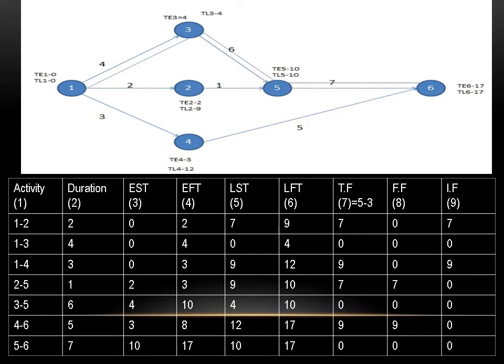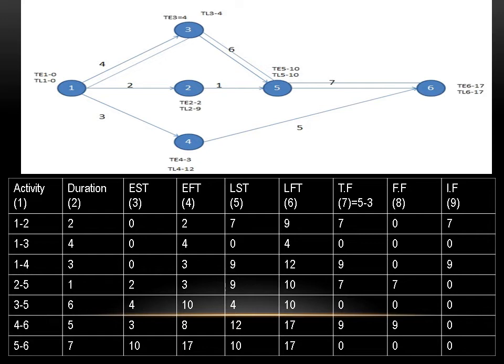In EST, earliest start time, is the beginning of an activity. So the beginning is 1, it took 0. In the EST column you write 0 wherever it is starting as 1. 1 to 2 is 0, 1 to 3 is 0, 1 to 4 is also 0. Then 2 to 5, TE2 was 2, so directly write 2. TE3 was 4, so directly write 4. TE4 was 3, so directly write 3. TE5 was 10, so directly write 10.